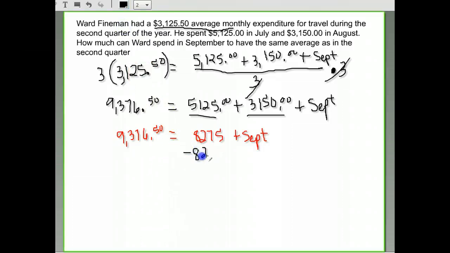Now all we have left is to subtract the $8,275 from both sides, and we'll find out how much they can spend to keep their average where they want it. And we come up with $1,101.50.